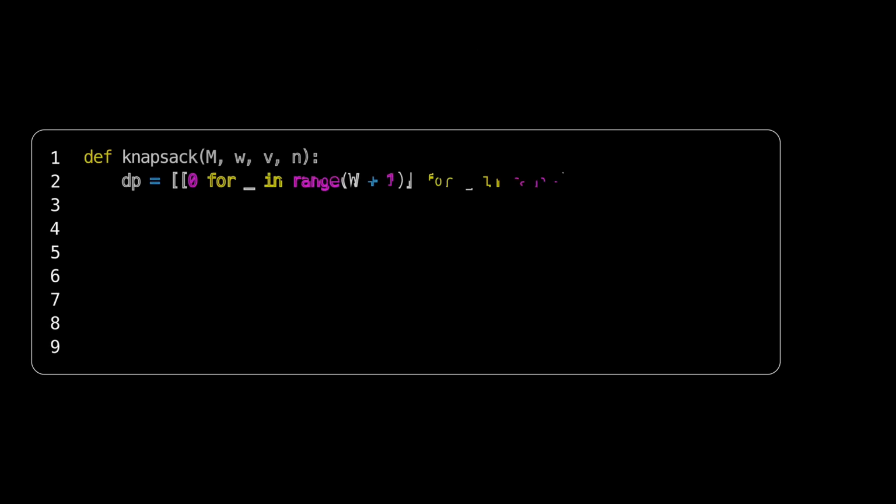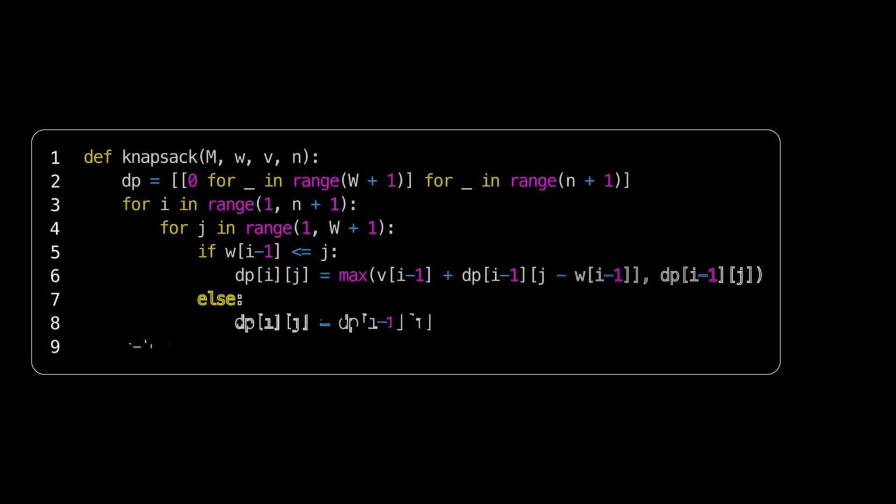Here is an implementation of the solution to the knapsack problem in Python. We initialize a DP table with all entries set to 0 and then use a double for loop to compute the entries. The final answer is dp[n][m], and we simply return it at the end of the algorithm.